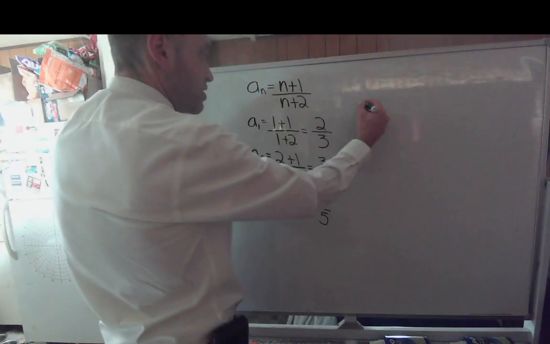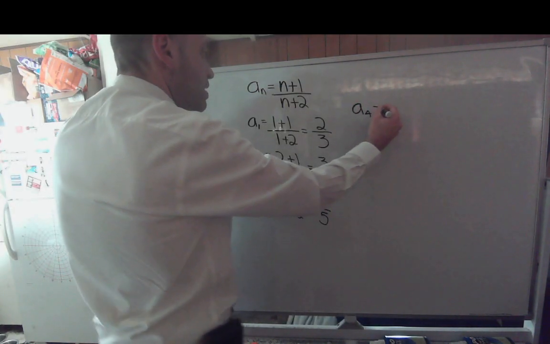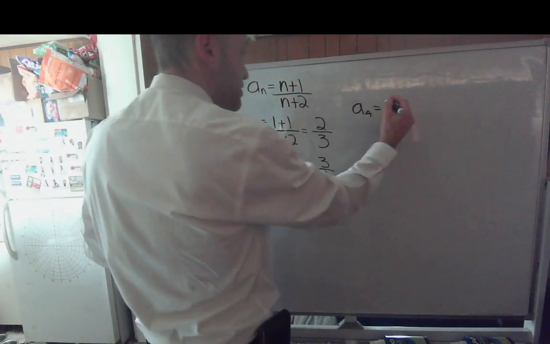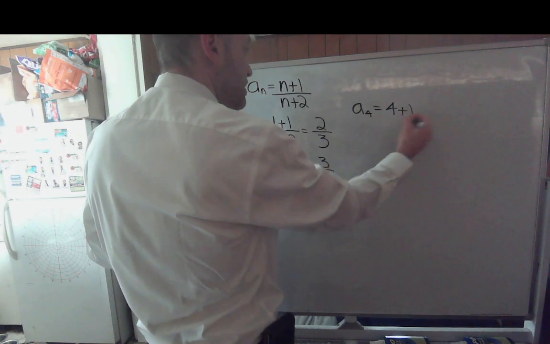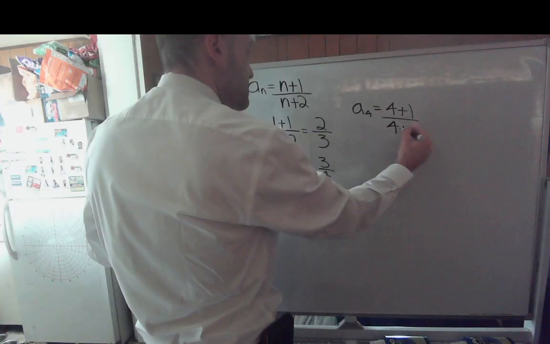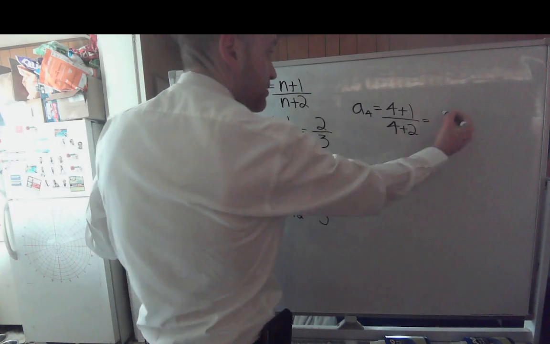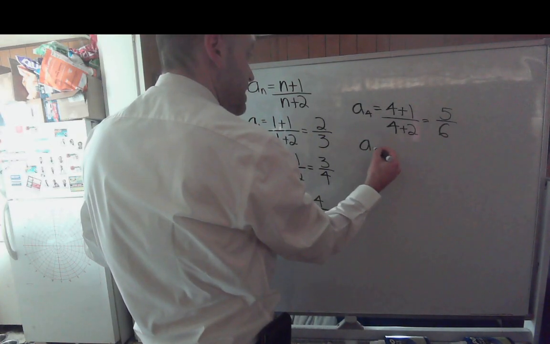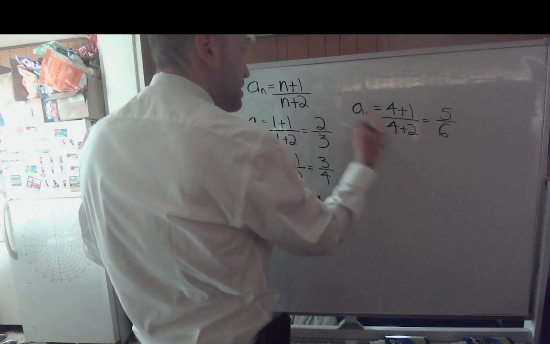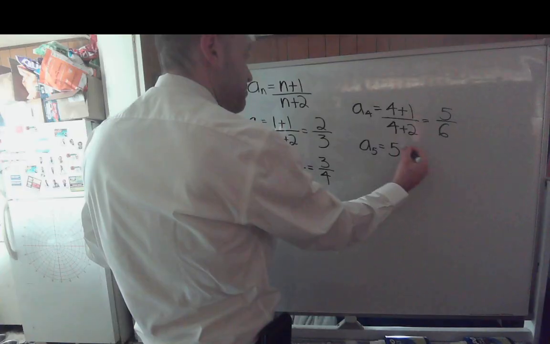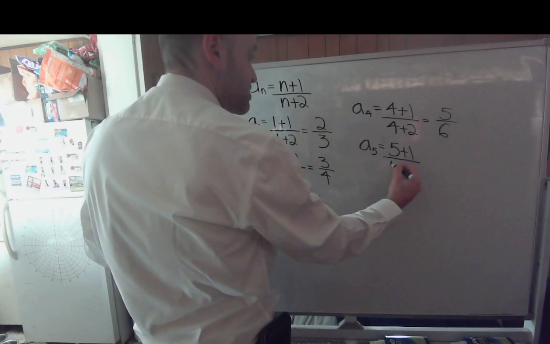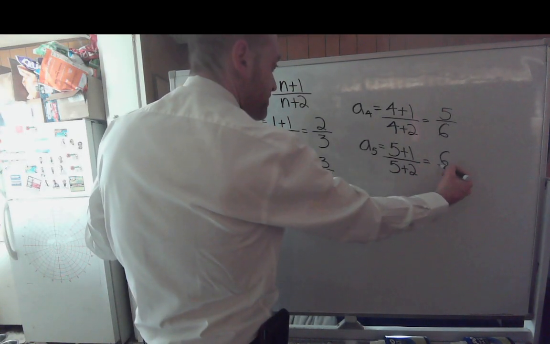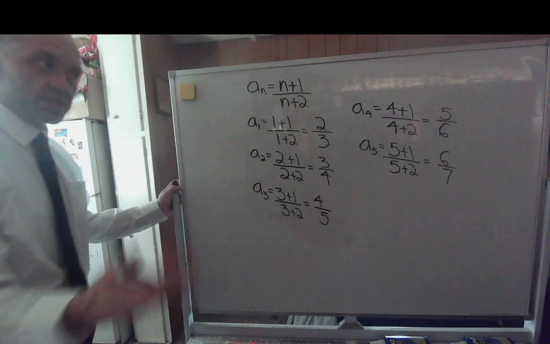Let's put the fourth term over here. So a sub 4 is going to then equal, of course, the number of term I'm on, 4 plus 1 over 4 plus 2, which would simplify into 5/6. And then I want to find the fifth term, a sub 5. That would equal my n plus 1, in this case 5 plus 1, over my n plus 2, so 5 plus 2, which would simplify into 6/7. And of course it'll keep doing this infinitely.